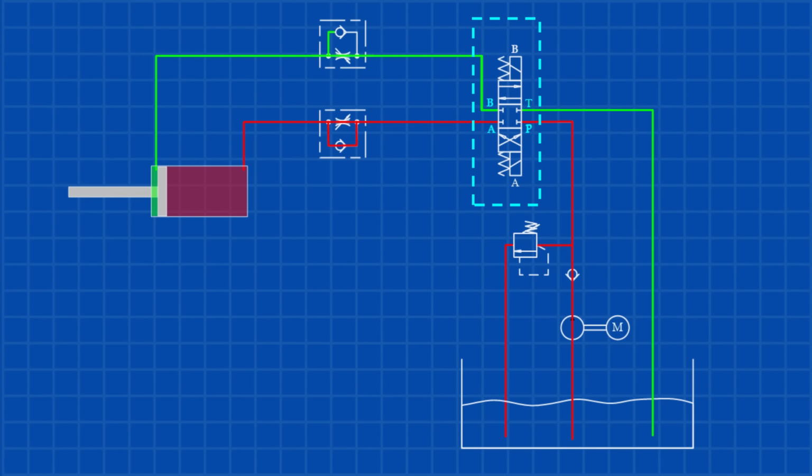An important practice is to de-energize solenoid A once the cylinder is fully extended. This ensures the cylinder stays extended until solenoid B is activated. Note that this applies only to valves with center-blocked positions. Now let's talk about retracting the cylinder by energizing solenoid B.